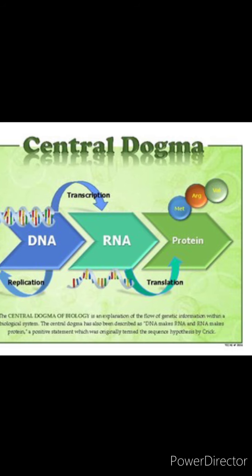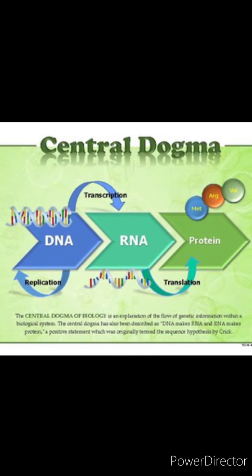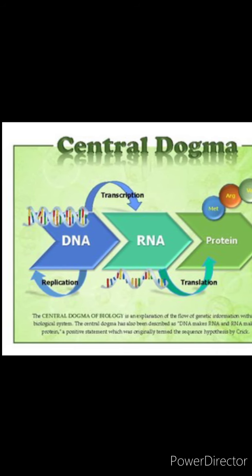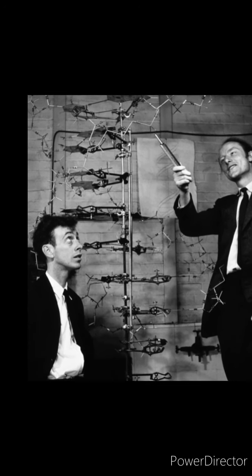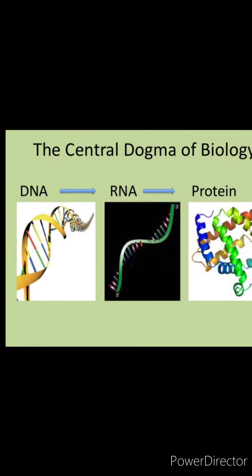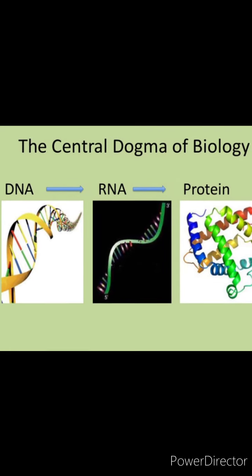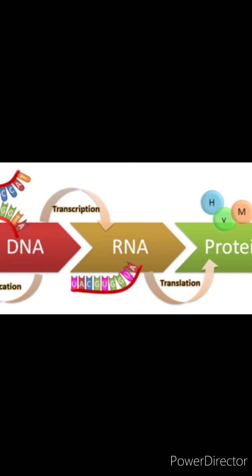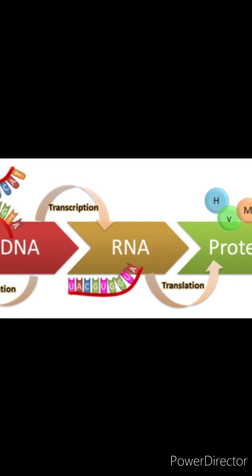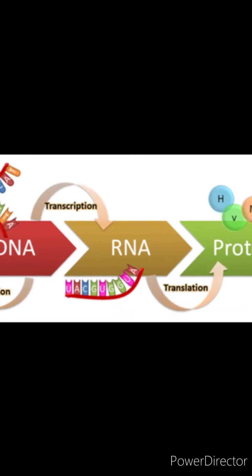Central dogma is the process by which the instructions in DNA are converted into a functional product. It was first proposed in 1958 by Francis Crick, discoverer of the structure of DNA. The central dogma of molecular biology explains the flow of genetic information from DNA to RNA to make a functional product, a protein.